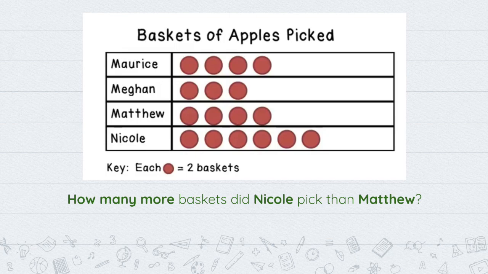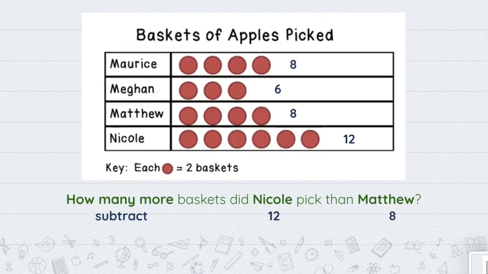Well, when I have a pictograph, the first thing I like to do is count all the data, all the information I have in front of me. So I'm going to look at the first kid there, Maurice. How many baskets did Maurice pick? I look there and I can see 4 different pictures. Does that mean that Maurice picked 4 baskets? No, it doesn't, because I have to look at the key. Each one of those circles equals 2 baskets. So I have to skip count by 2. So let's do that with Maurice together. 2, 4, 6, 8. So Maurice collected 8 baskets.